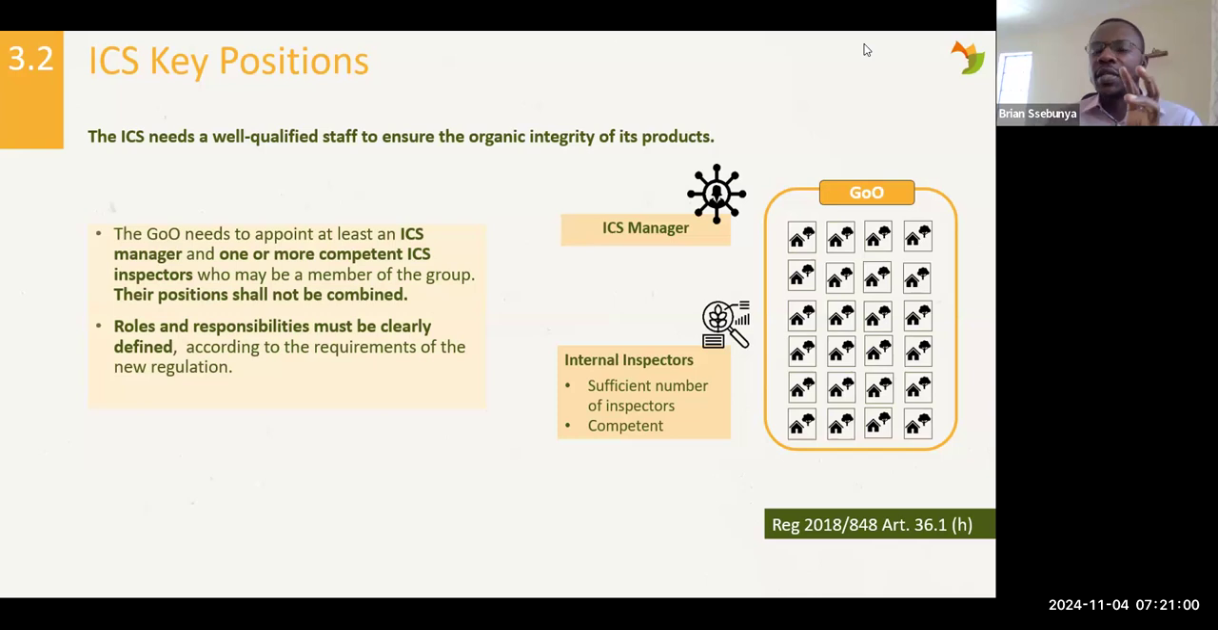Who is the ICS manager, and who are the internal inspectors? Those two have to be completely different. And the roles and responsibilities of each of these two roles have been prescribed by the standard. So you don't even have to crack your head: what does an ICS manager do? What does an internal inspector do? The regulation itself clearly stipulates what the roles of each of these two are. And we're going to look at them.